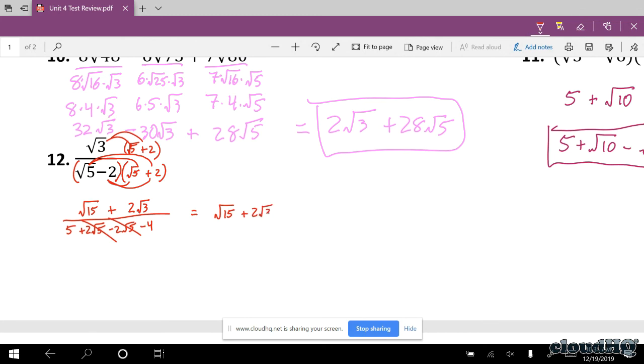So I have the numerator. Neither of those simplify, and I can't combine. It's all over 1, so I don't even write the fraction. There's your answer.